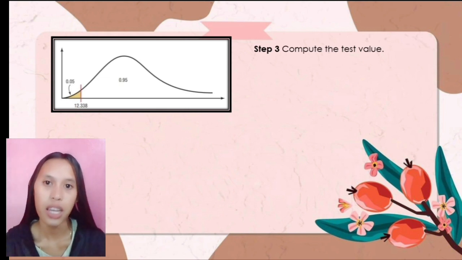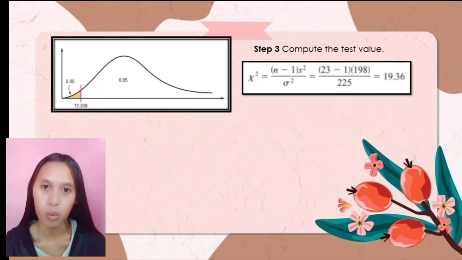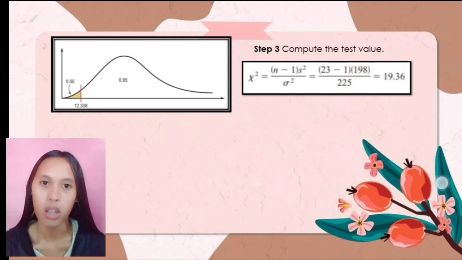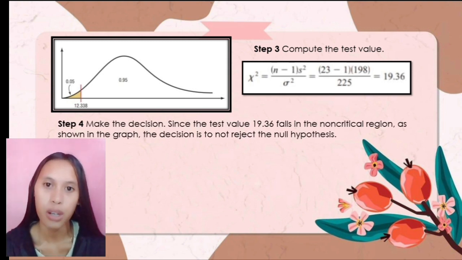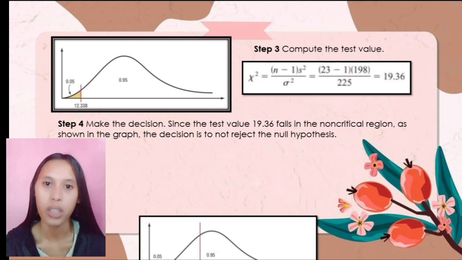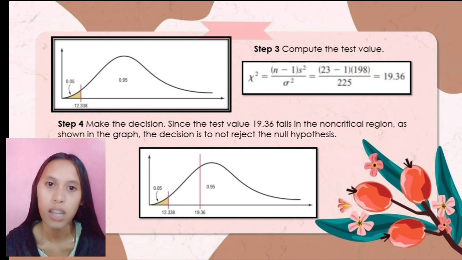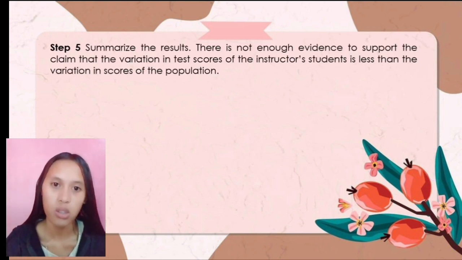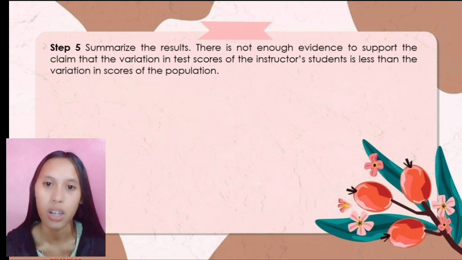In our step 3, let us compute the test value. We will use the formula: chi-square is equal to n minus 1 times the sample variance s squared over the population variance, which is equal to 23 minus 1 times 198 over 225, and it is equal to 19.36. In our step 4, make the decision. Since the test value 19.36 falls in the non-critical region as shown in our graph above, the decision is to not reject the null hypothesis. Lastly, let us summarize the result. There is not enough evidence to support the claim that the variation in test scores of the instructor's students is less than the variation in scores of the population.